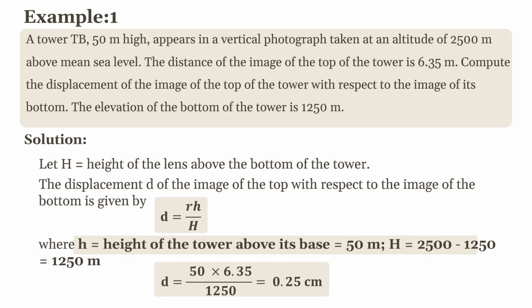Now plugging in the values, small d is equal to 50 into 6.35 by 1250, which is equal to 0.254 meter or 25.4 centimeter. So the displacement of the image of the top of the tower with respect to the image of its bottom is approximately 25.4 centimeter.